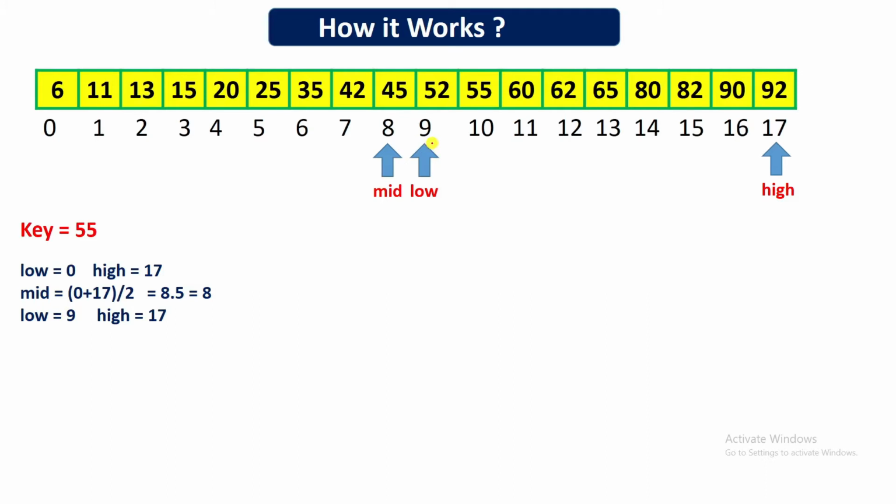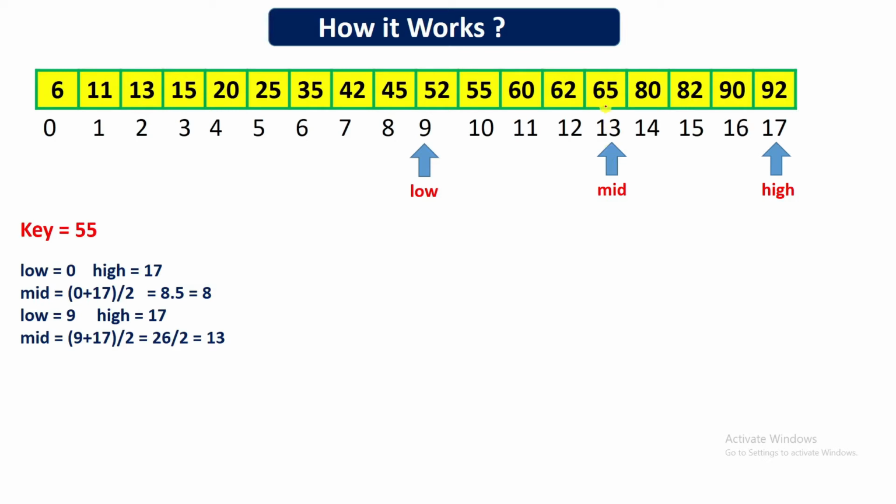Now you again do the same task. You find the midpoint of this low and high range. So the midpoint will be 13. So the new mid is 13. Now again you check whether 55 is equal to this 65, this new mid element. You will say no.